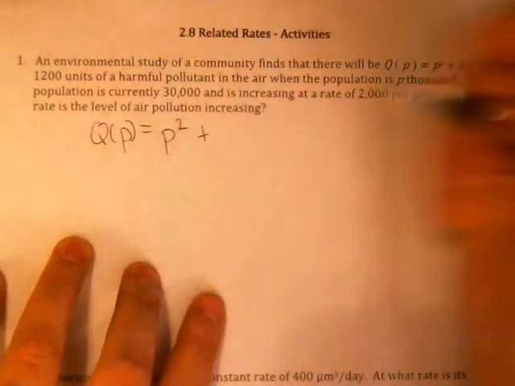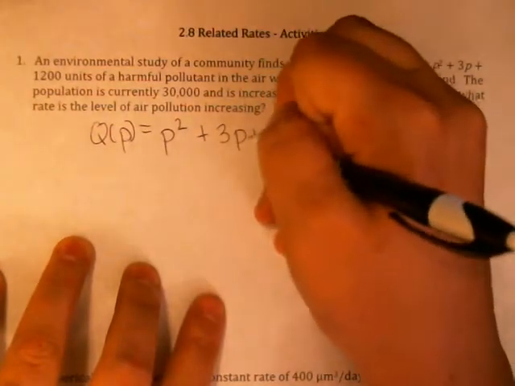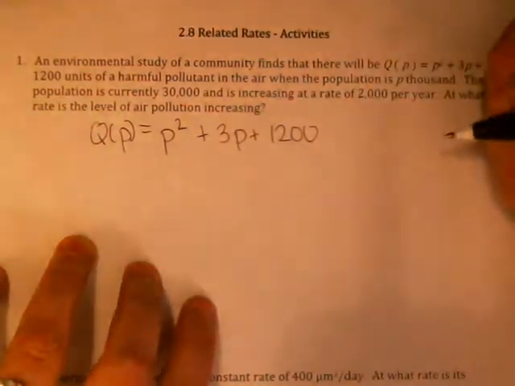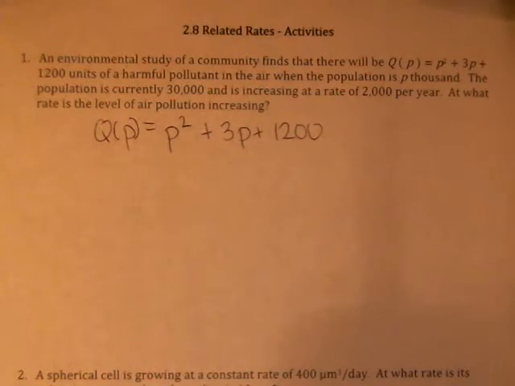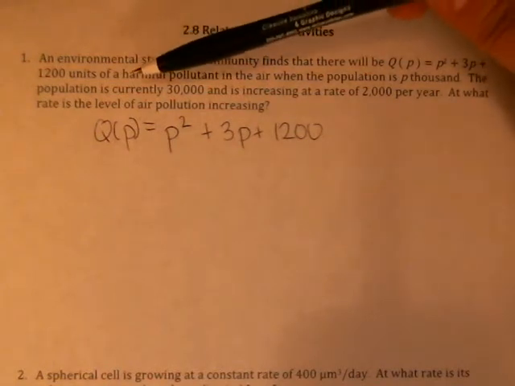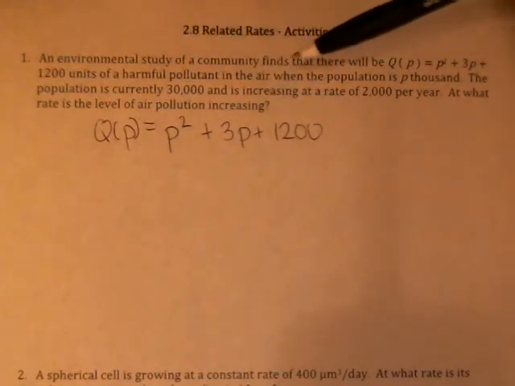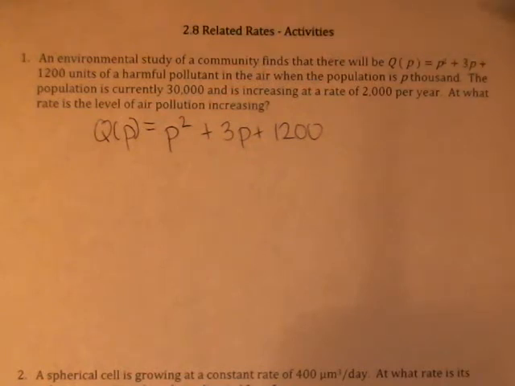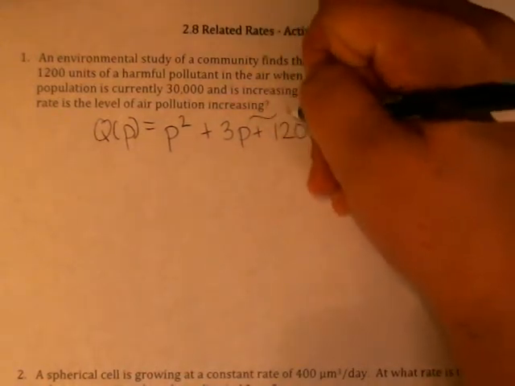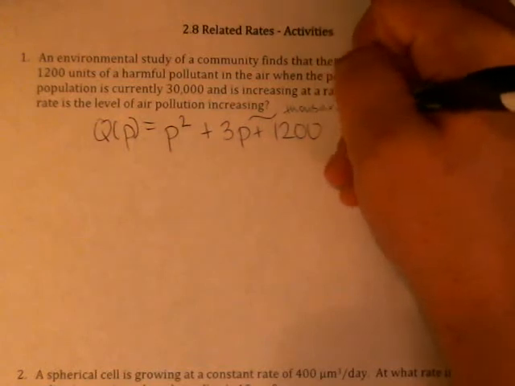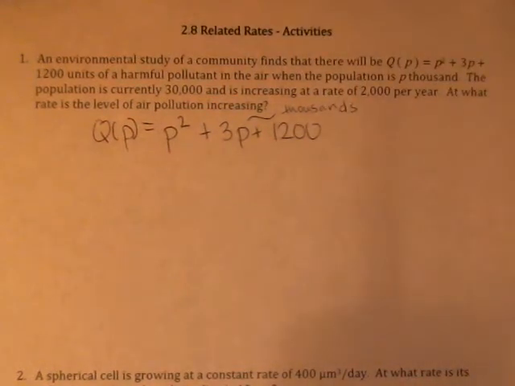Q of p equals p squared plus 3p plus 1,200. And this function is outputting the units of a harmful pollutant in the air when population is p thousands. This, just so that I don't forget, is in thousands. Okay, so we know that the population is currently 30,000 and is increasing at a rate of 2,000 per year, and we want to know at what rate the level of air pollution is increasing.